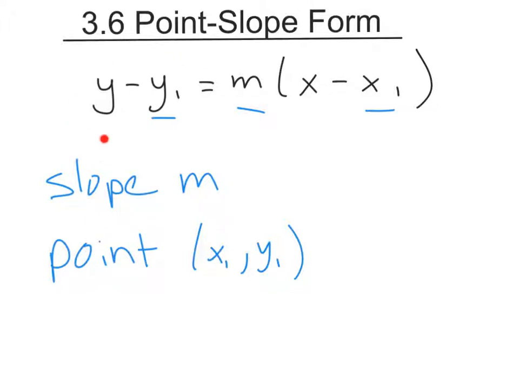This version of the equation only requires any generic point, which we're going to call x1, y1, and the slope, which we're going to call m. And when you have that information, you plug that all into these values. So it'll be y minus the y-coordinate from your point equals m, which is the slope, parentheses x minus the x-coordinate from your point. And then you have the equation of a line.